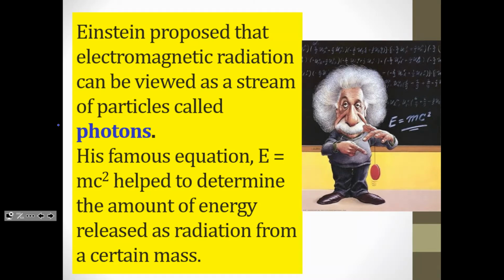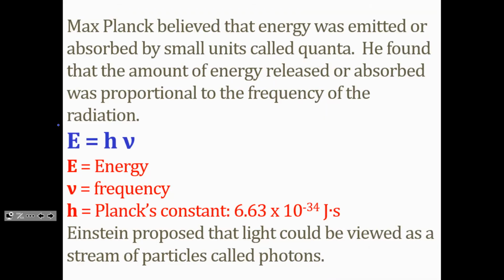His famous equation, E equals mc squared, helped to determine the amount of energy released as radiation from a certain mass. So that's what Einstein was famous for. Max Planck was a buddy of his, who believed that energy was emitted or absorbed by small units called quanta, which is where eventually we get the quantum mechanical model. He found that the amount of energy released or absorbed was proportional to the frequency of the radiation.